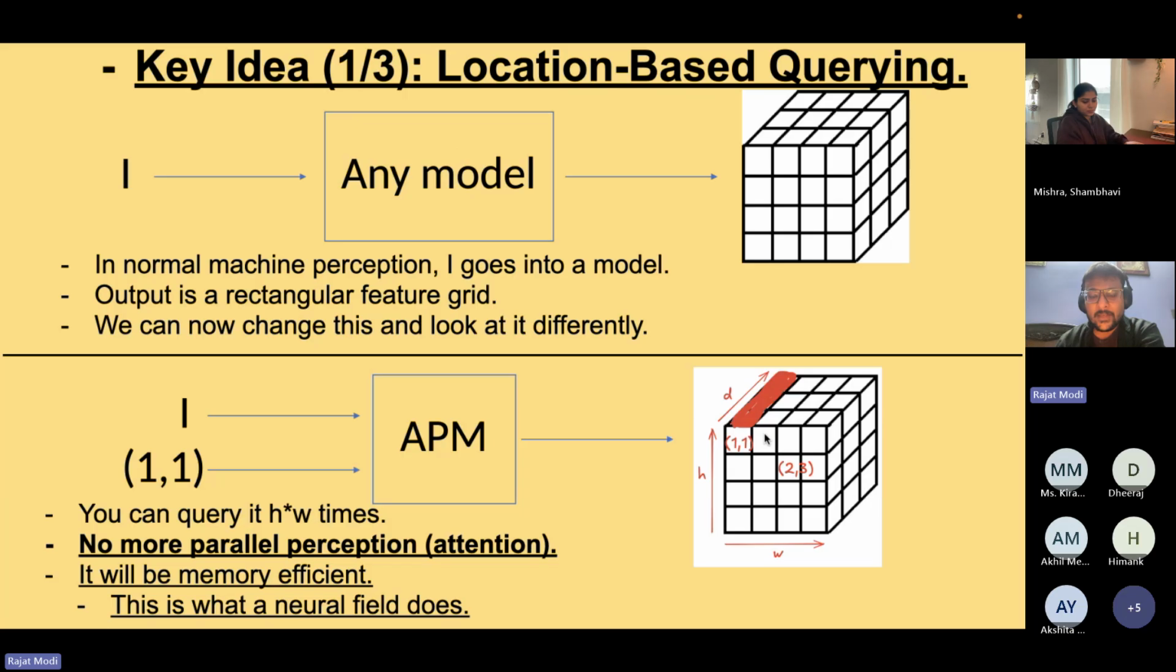The key benefit of this is that it is entirely parallelizable. For height cross width locations, you can generate these d-dimensional vectors in parallel to each other, which makes it very fast as compared to attention.